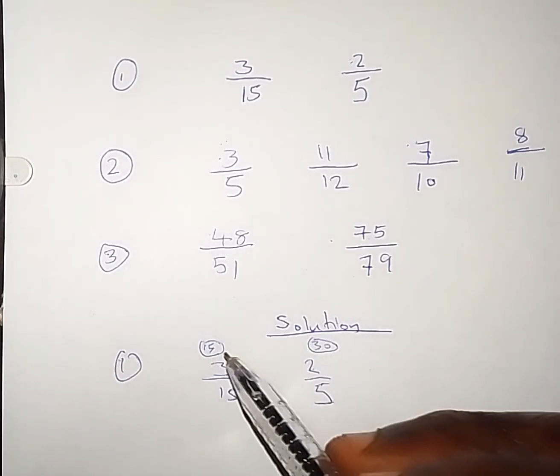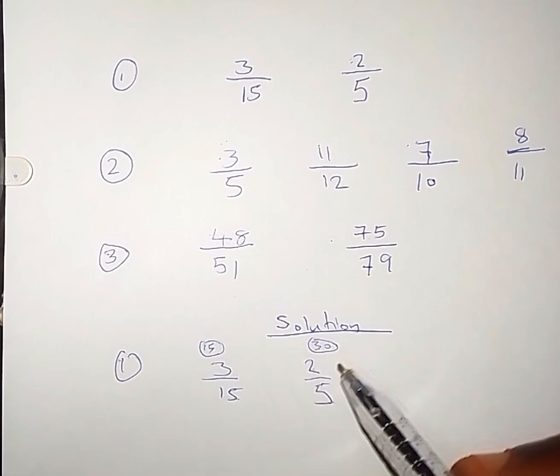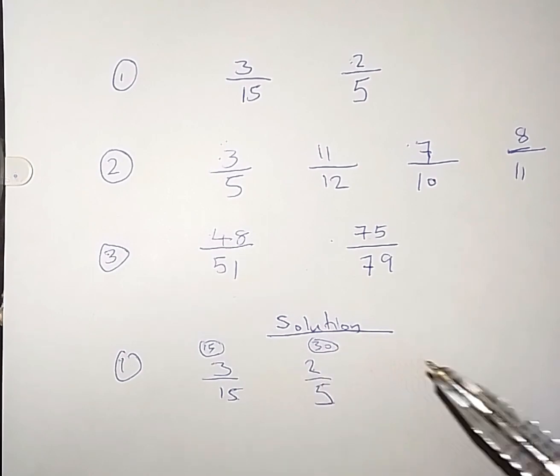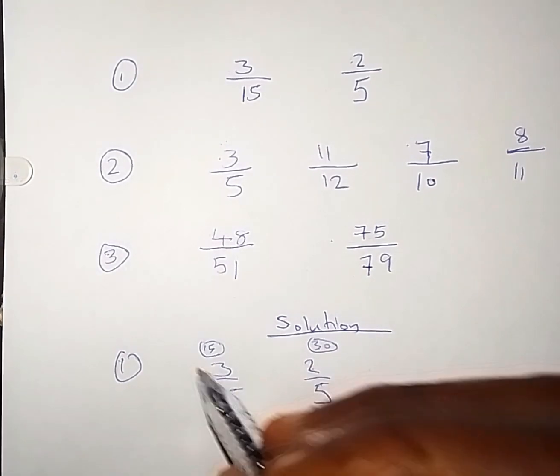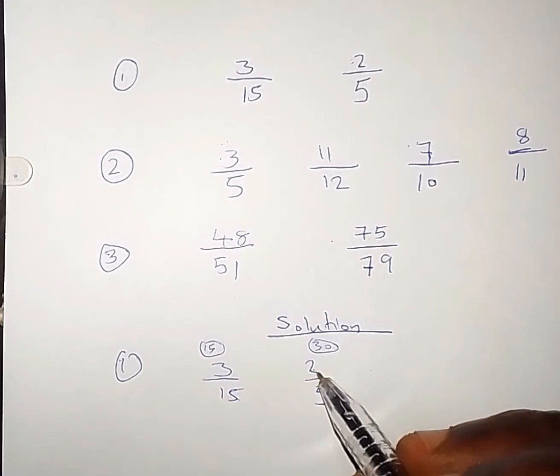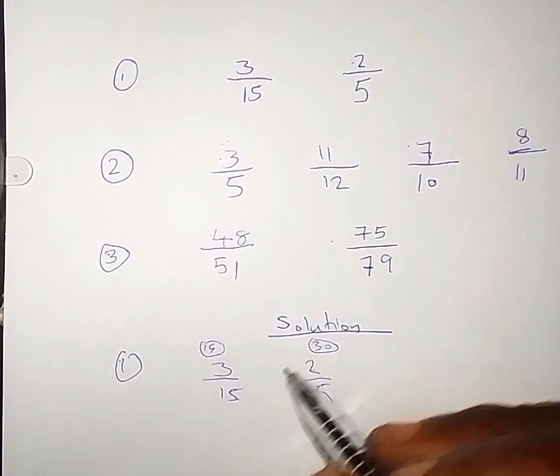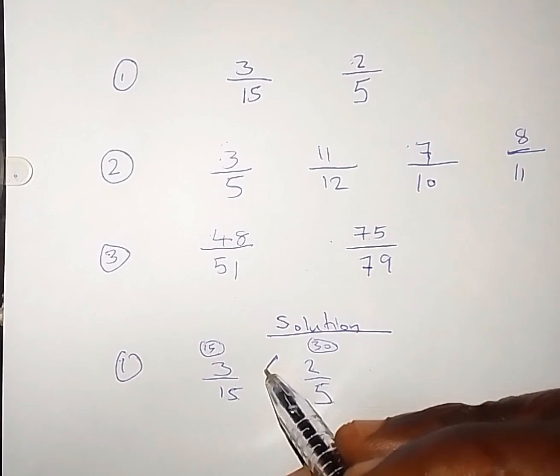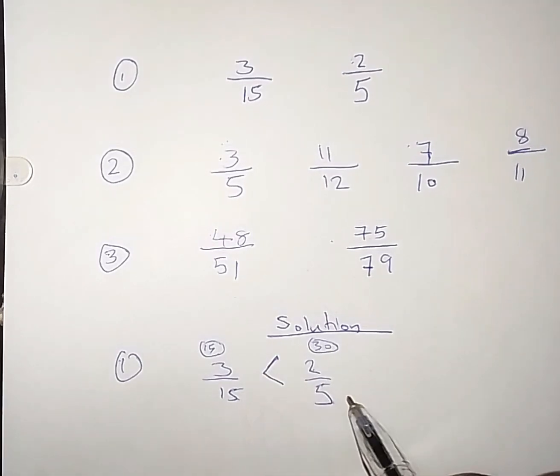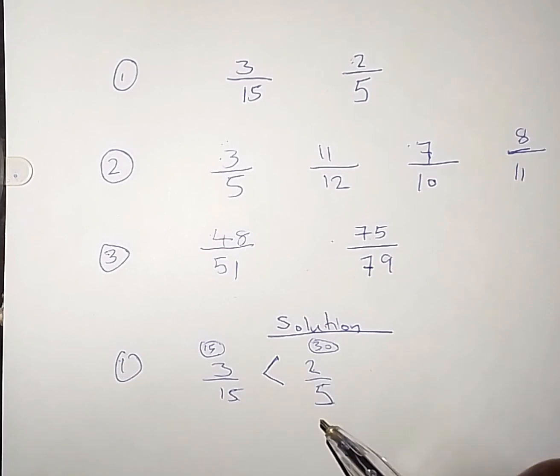So now the greater one is going to be the greater fraction. Meaning this fraction is greater than this fraction. So we write like this: this is less than this. That is one of the methods in finding which fraction is greater than the other one.